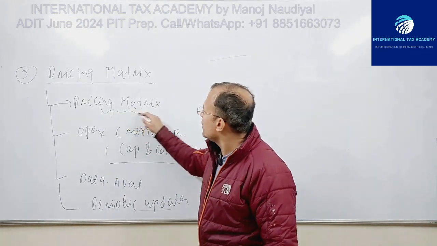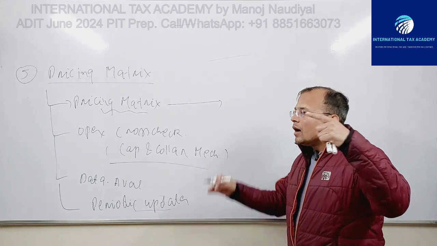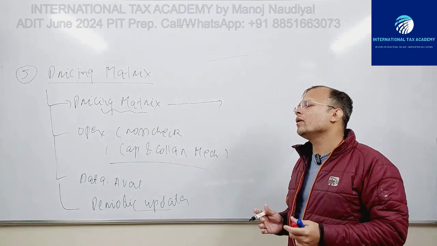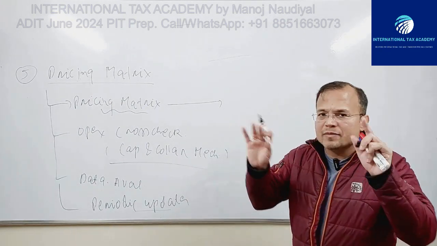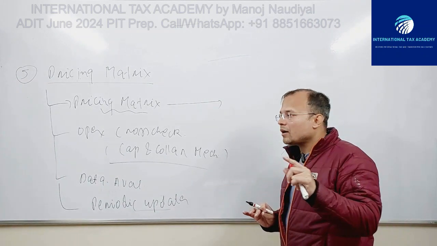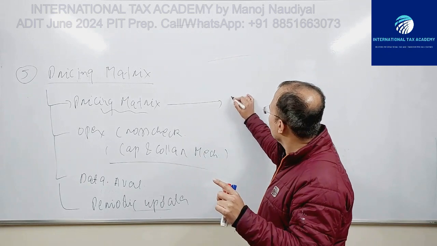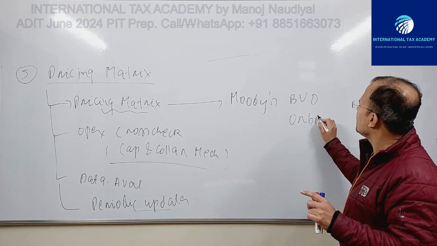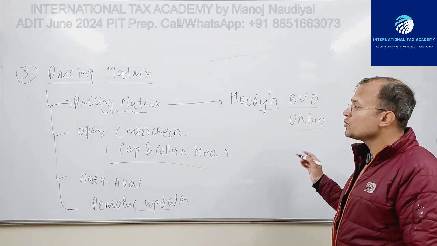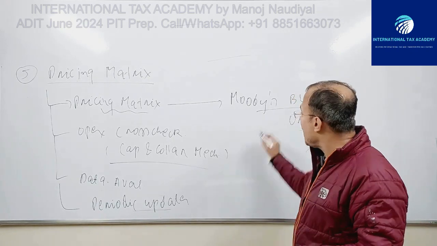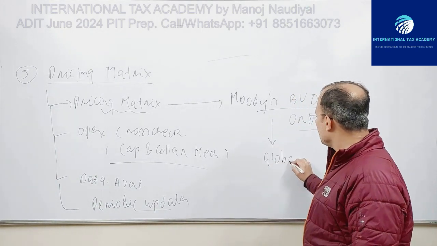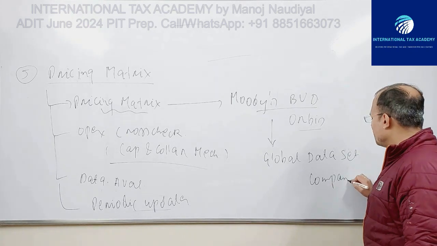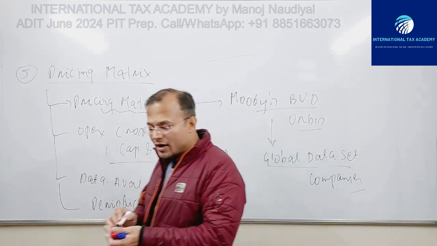Fine. Pricing matrix. Relevant benchmarking criteria: when the OECD started working on Amount B, it chose relevant benchmarking criteria, and those criteria were used on the Moody's Bureau van Dijk Orbis database software. With this, a global data set of companies was arrived at from the Orbis data set.